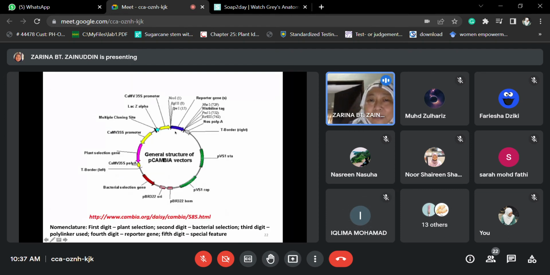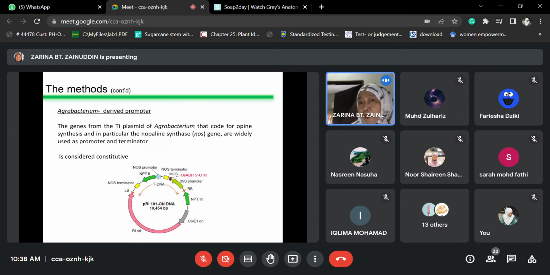Alright, so this is binary vector. You can see that to drive the expression of gene of interest, of course you need promoter, so that the gene will be expressed. So the gene will express to produce insulin, for example. There are few types of promoter. You know what is a promoter, right?